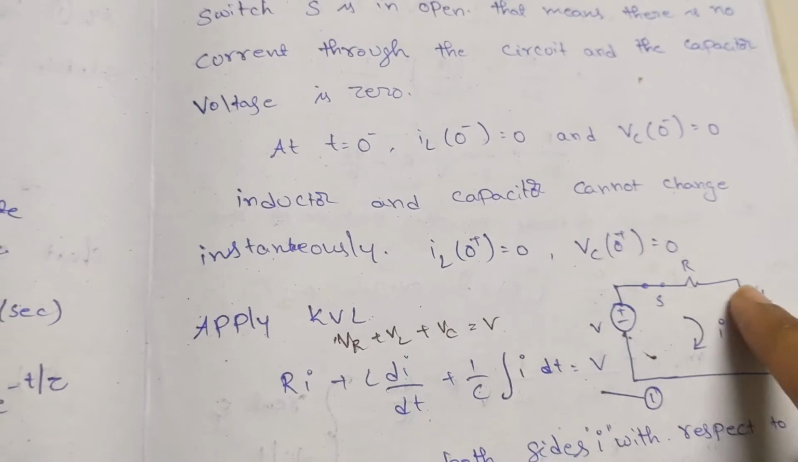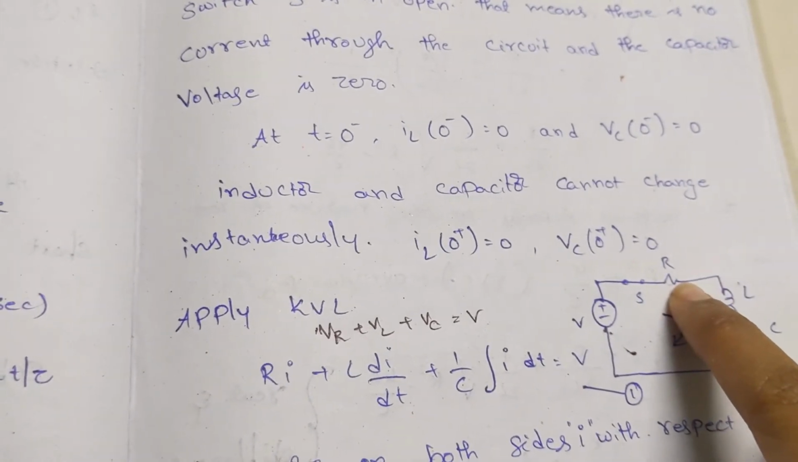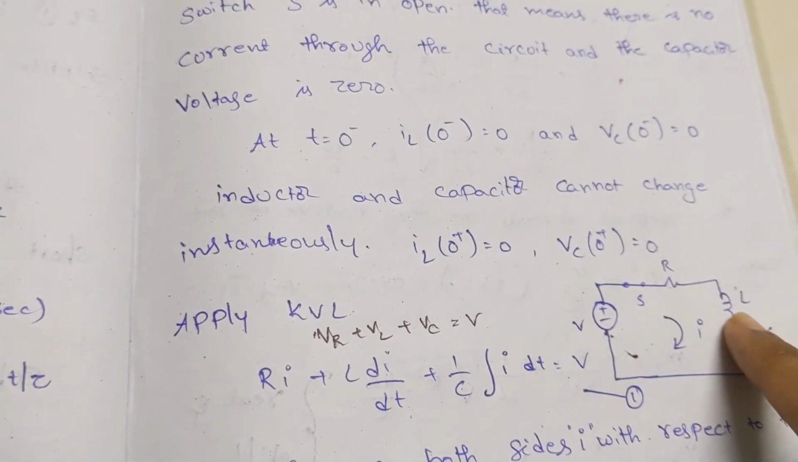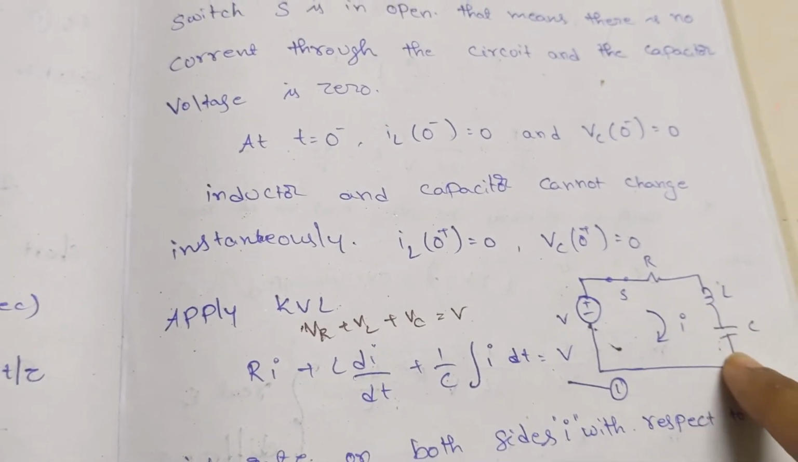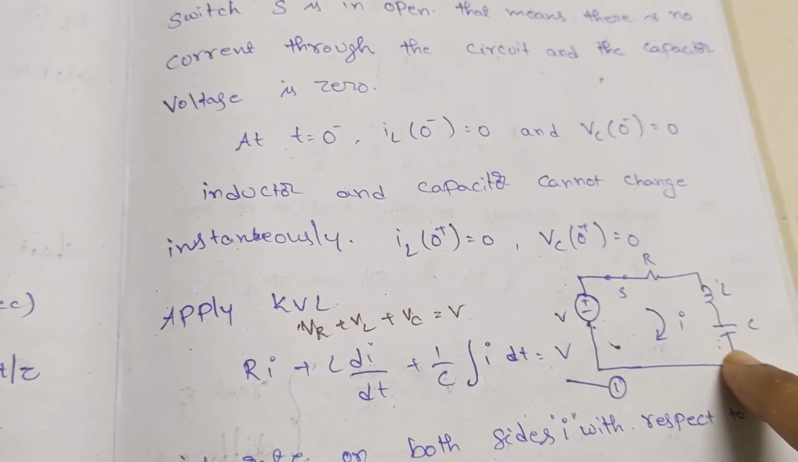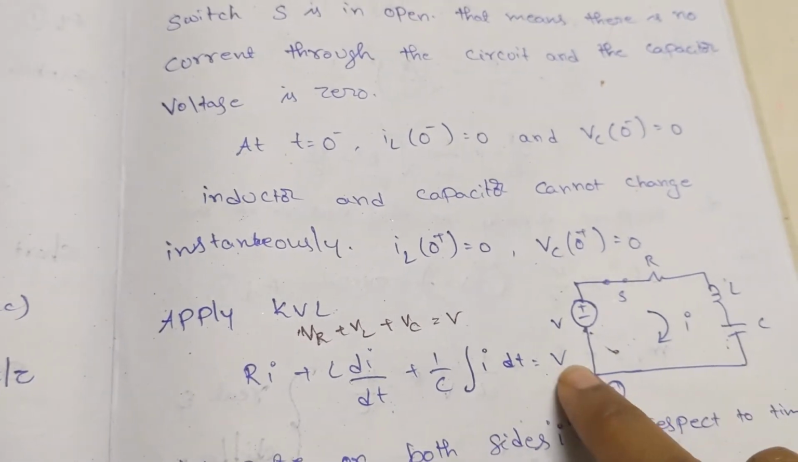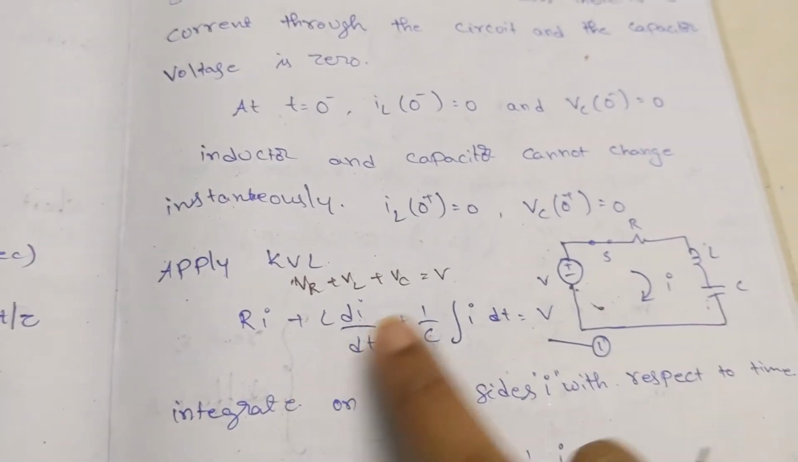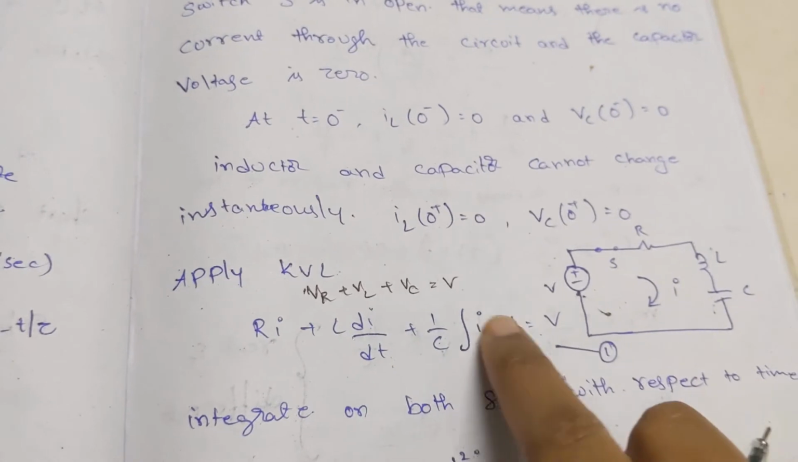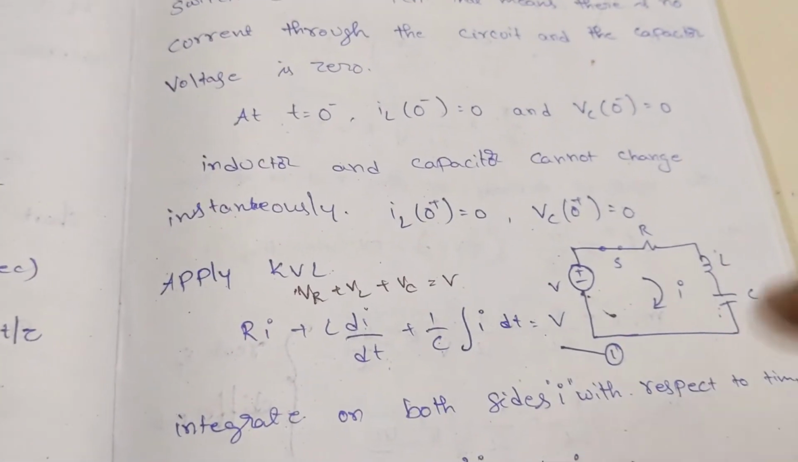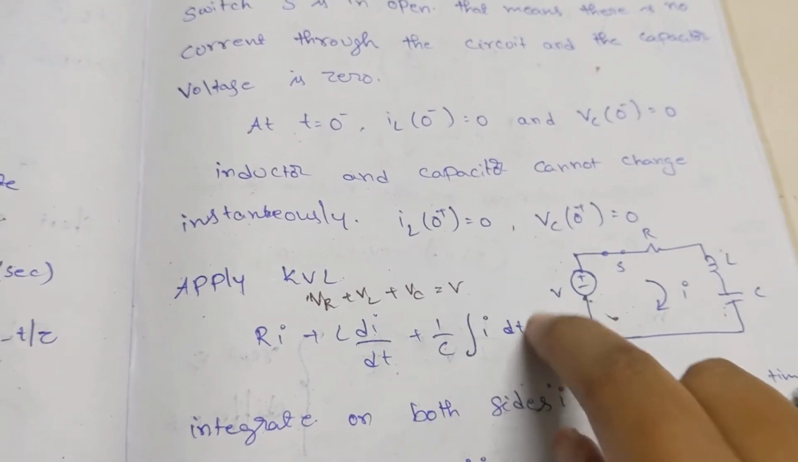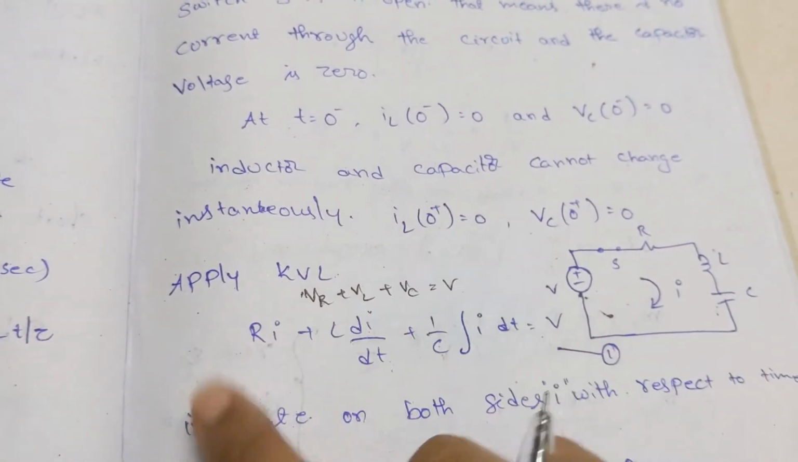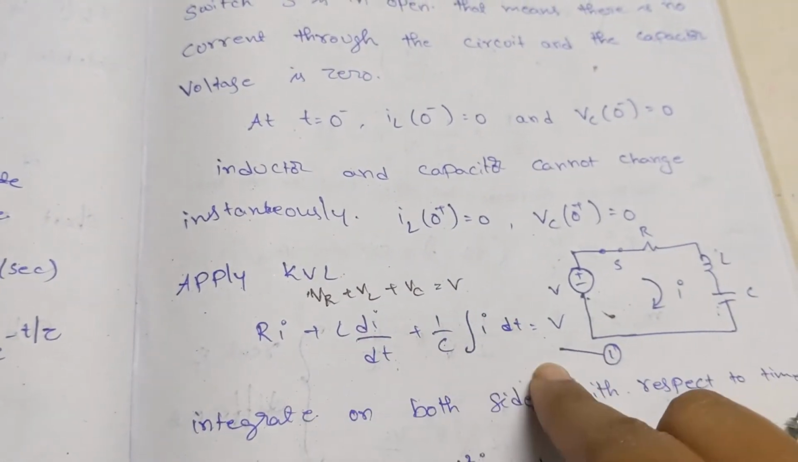VR is nothing but the voltage drop across your resistor, I into R. Similarly for your inductor, L di by dt. For the capacitor, 1 by C integral I dt, equals V, the total source. To do further calculations, we have this integration term here. So to eliminate this integration term, we are doing differentiation on both sides.